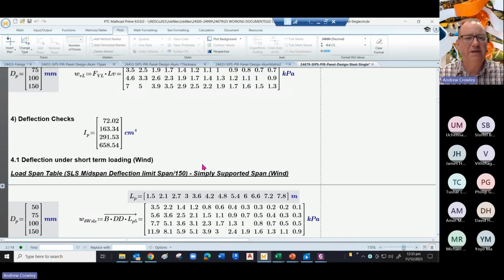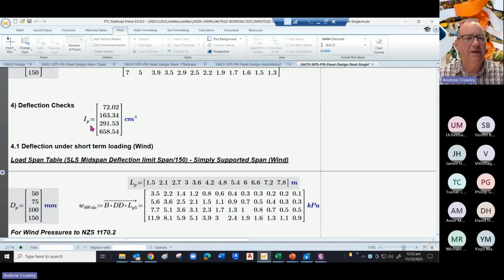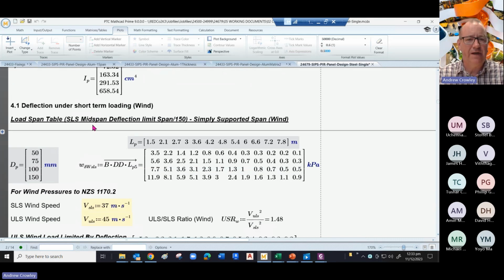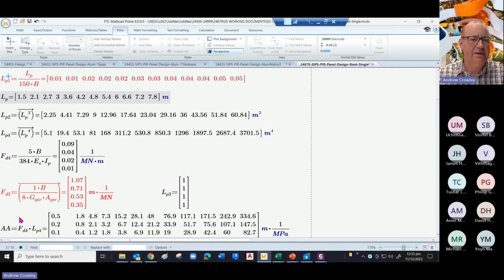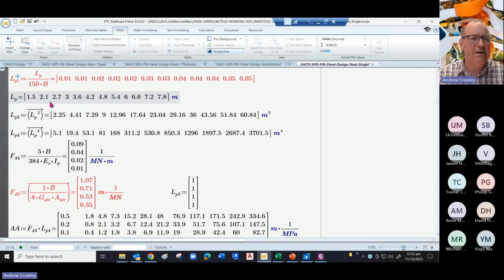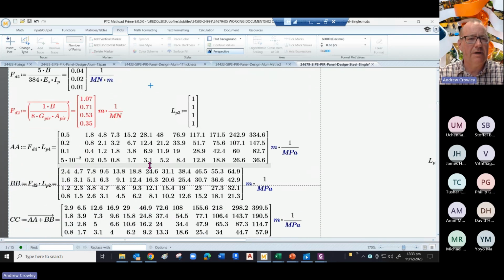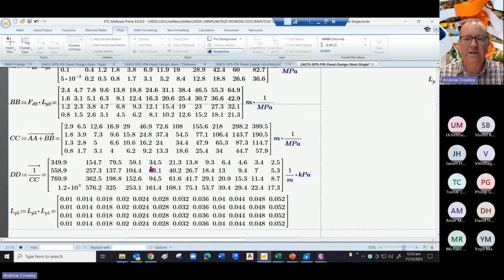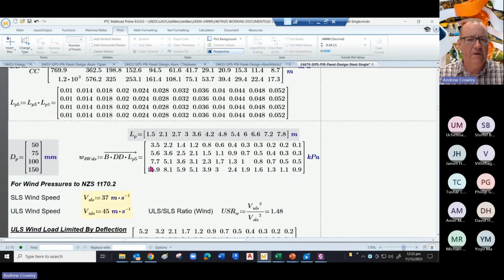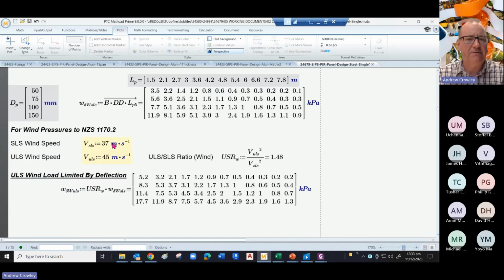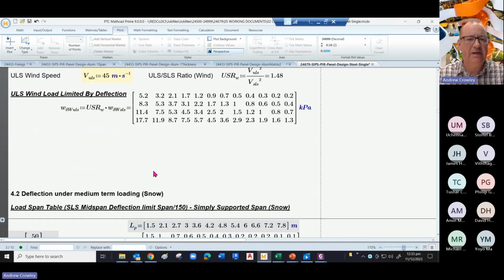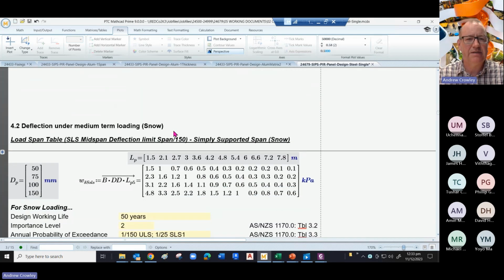We look at deflection checks. So we've already calculated what our second moment of area is for the panel. And we look at the deflection limits. Now, what's hiding in my area is all the equations. So once again, we've set our limitation to span over 150, and we work that through. So this is for wind loading, no creep allowed. And we factor it up by the difference in the ratios between the wind speeds at serviceability and ultimate limit state.